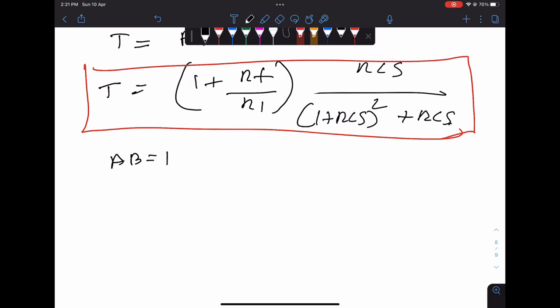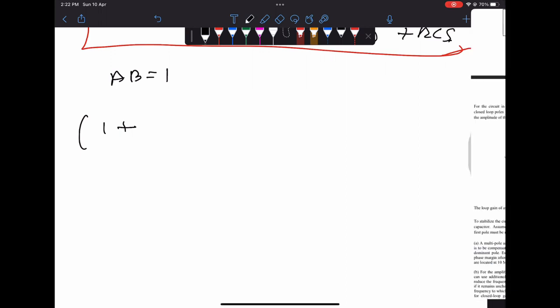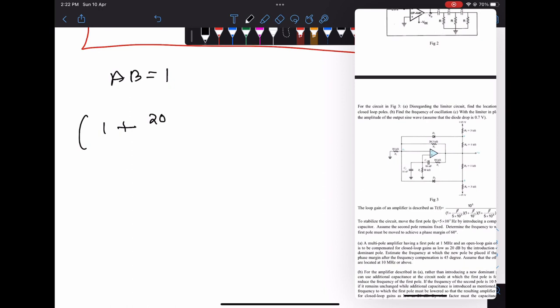Now we are using the Barkhausen criteria, so that loop gain should be equal to 1 for oscillating. So we know all the values of RF, R1, C and everything. We can substitute everything and make a quadratic equation and solve for the values of S. So it will be satisfying that equation. Those values will be the poles for the Wien's bridge oscillator.